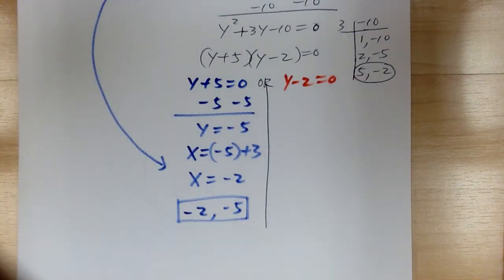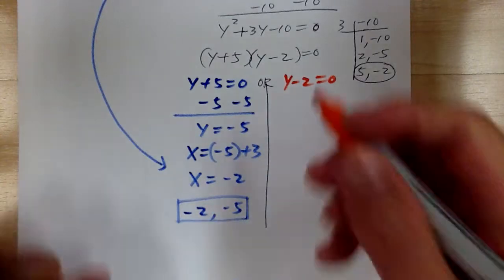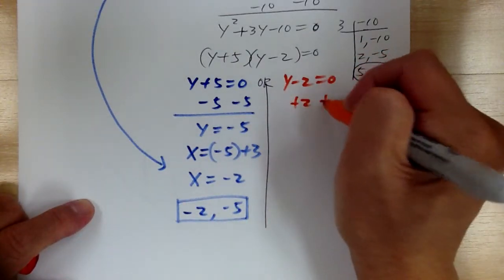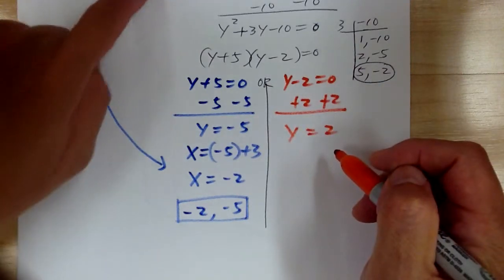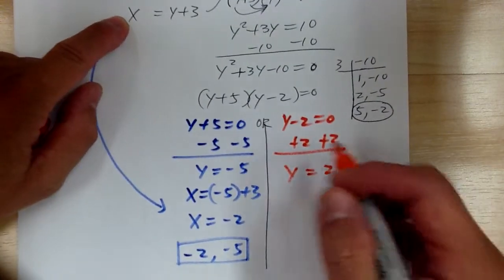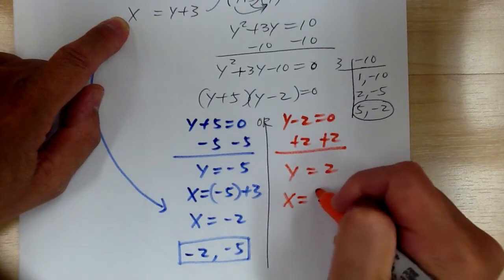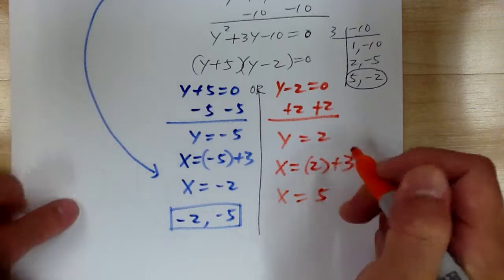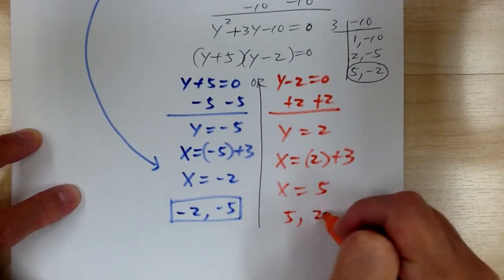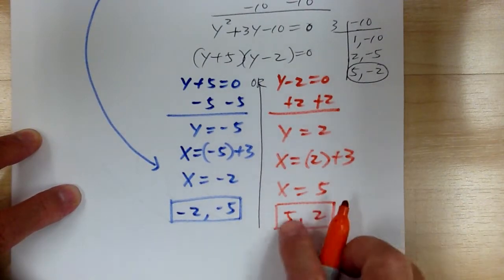Now you have to come to the orange side. From here, you're going to get plus 2, plus 2. So you're going to get y equal to 2. Then you're going to use this equation over here. So you're going to get x equal to 2 plus 3. So you're going to get x equal to 5. So your answer would be 5 comma 2. Okay, so that's your x and the y.